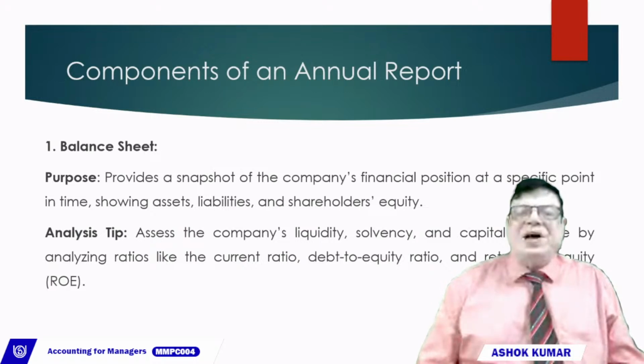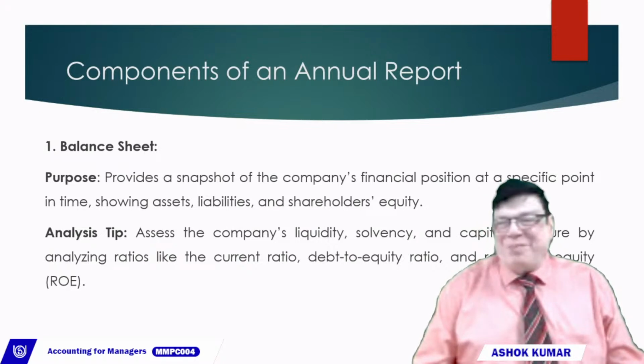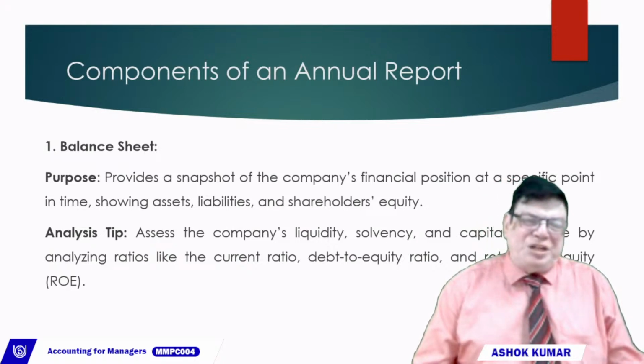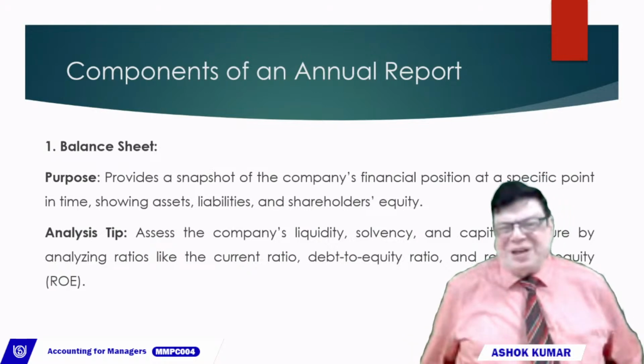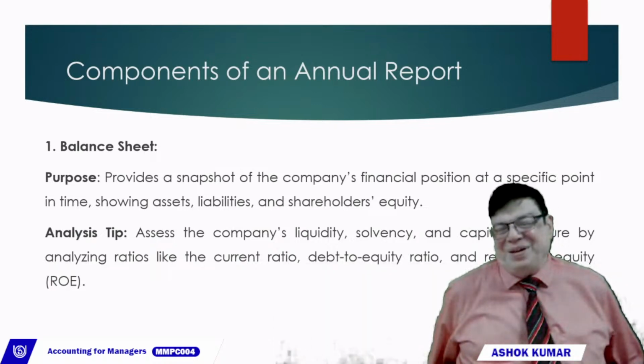Then analysis tip: assess the company's liquidity and solvency. How liquid is the company? Is the company meeting its current liabilities without any problem? Then solvency, and capital structure. Analyze ratios like the current ratio, which is current assets divided by current liabilities. Debt equity ratio is debt divided by equity. And return on equity: how much is the equity and how much is the profit. So that is return on equity.